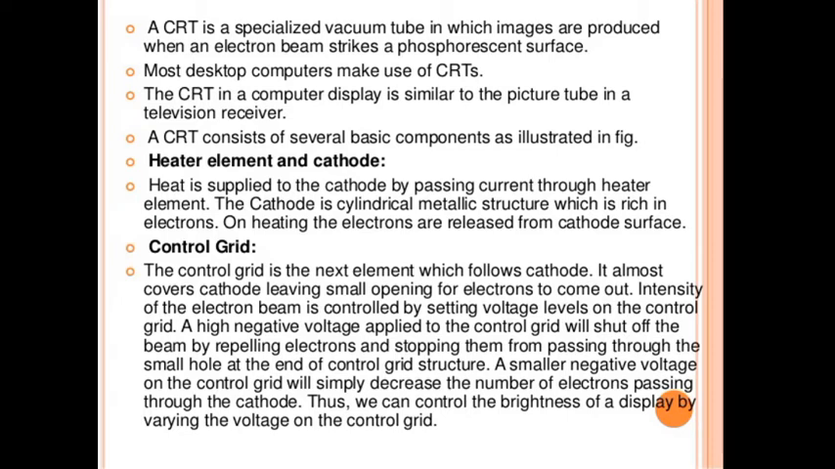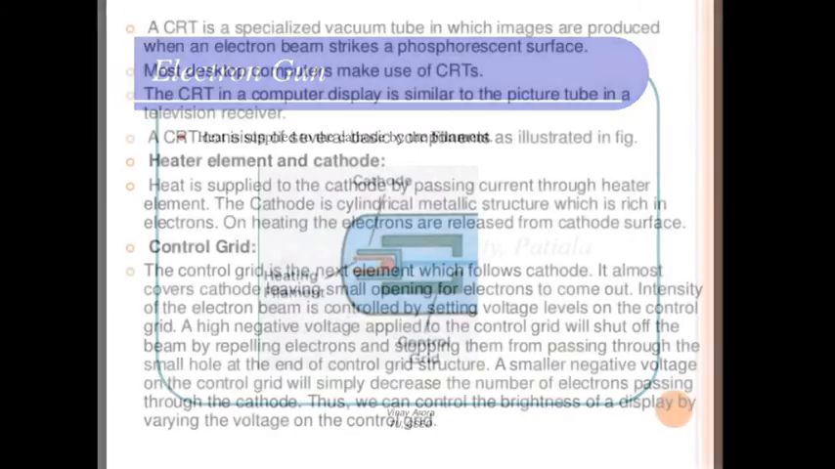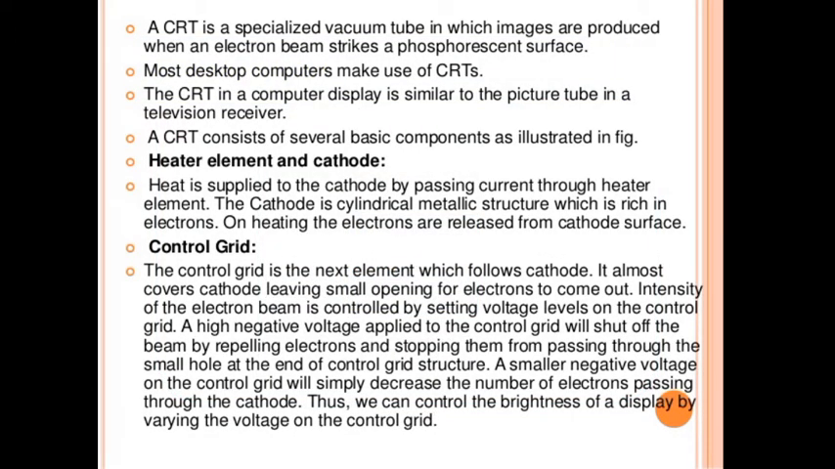The next component is the control grid. The control grid is the element which follows the cathode. It will control the brightness of the picture. The control grid is used to adjust the intensity of the electron beam passing through it. A high negative voltage applied to the control grid will shut off the beam by repelling electrons and stopping them from passing through the small hole.